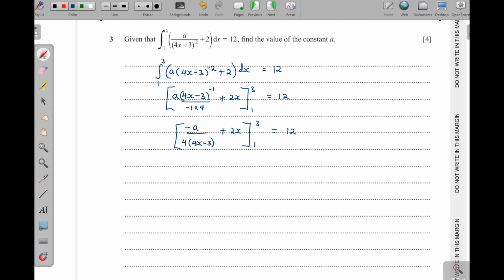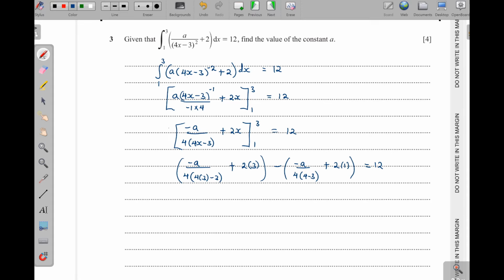Now let's put 3. So we shall have -a out of 4, 4 times 3, that is 12, minus 3, that will be a 9. And then 2 times 3 here. Then minus, we put 1, that will be -a, then out of 4 into 4 minus 3. Then plus 2 times 1. Then we equate to 12.